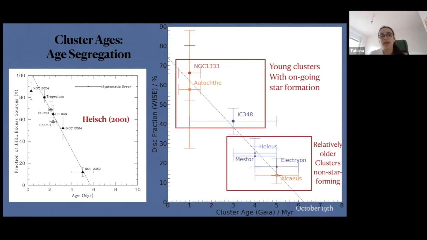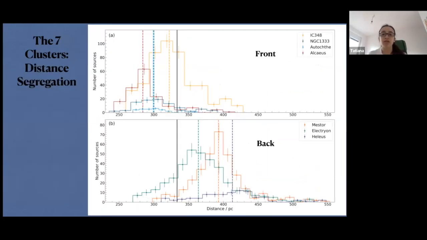So the next thing we wonder is whether this segregation between the 7 clusters is seen in other parameters. I already mentioned a bit about the front and the back clusters. So really we have IC348, NGC, Autochthy, and Alkaeus on the front at about 300 to 310, 320 parsecs. And then on the back, from 350 to even 400, we have the 3 clusters of Mestor, Electron, and Helios.